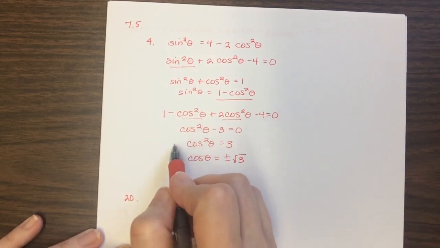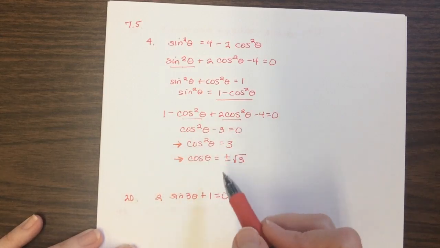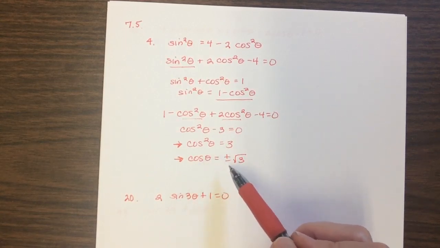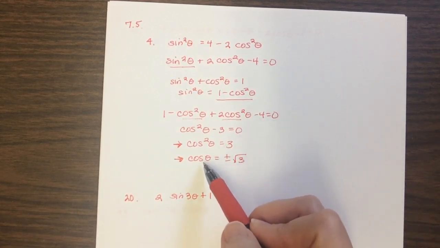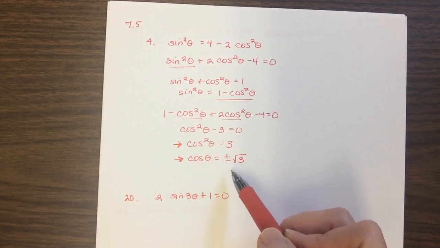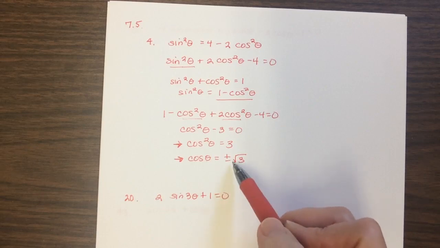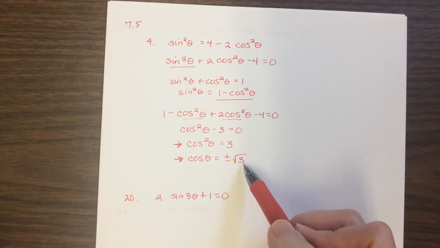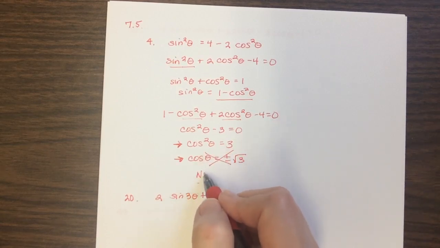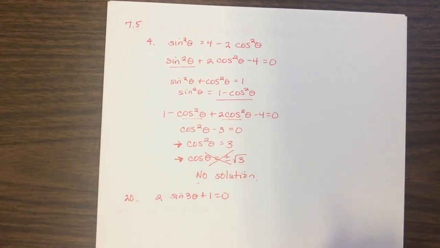Alright, and I don't know if you recognized it at that point, or if you're recognizing it at this point, or even if you go as far as to plug this in your calculator, you should remember that the cosine of an angle, the value I get out of that, is never going to be more than 1 or less than negative 1. Well, the square root of 3 is over 1. So this isn't going to happen. So that's actually no solution to this particular problem.